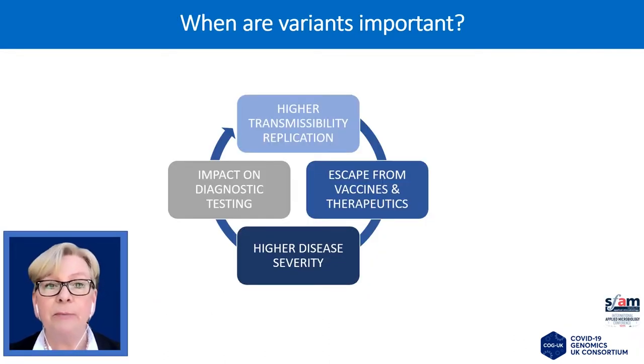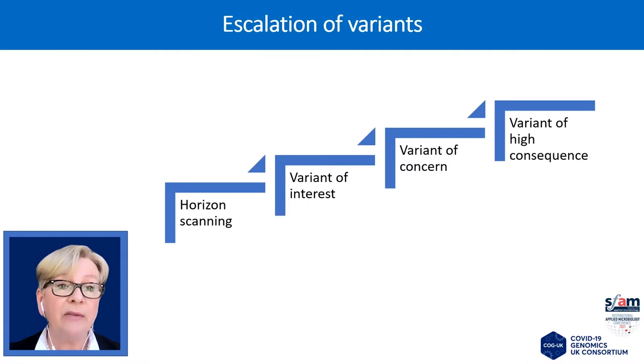Now, when are variants important? Well, there are 4 categories that we're particularly concerned about. The first is when variants have higher transmissibility or replication. The second is when they are able to escape from vaccines or therapeutics, or from natural immunity built up from natural infection. We worry about variants that could lead to higher disease severity, and also those that impact on diagnostic testing.